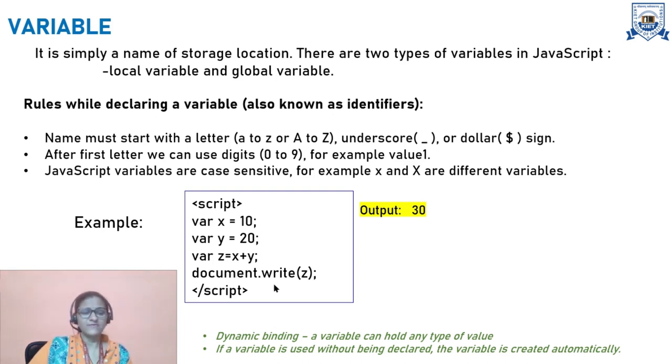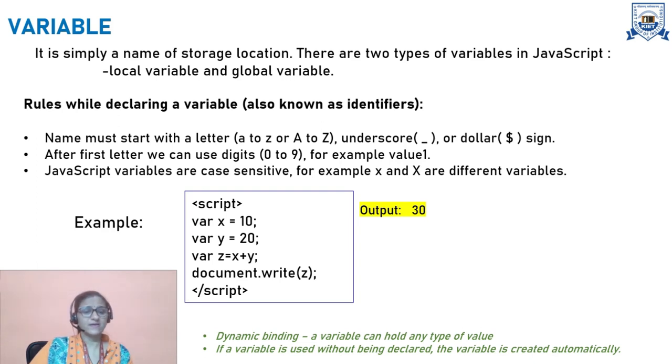We have declared the variable with the keyword var, x equal to 10, y equal to 20, and then in z we have combined their values, x plus y, and with the help of document.write we have printed the value of z.